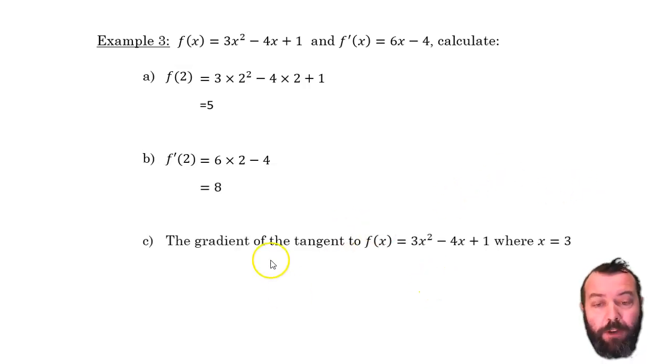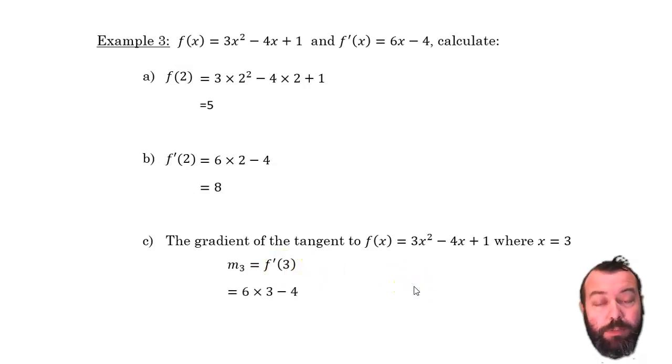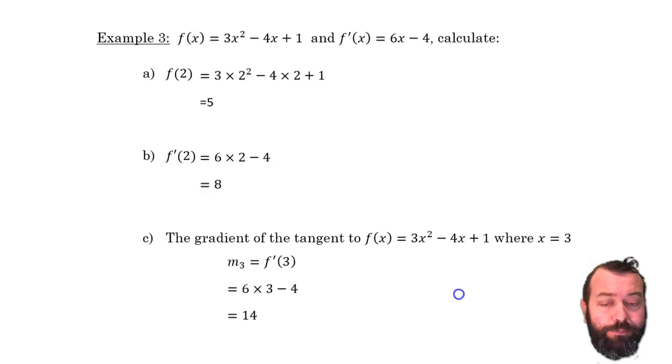So, if I'm asked to find the gradient of the tangent to this function at the point where x equals 3, what I need to do is substitute 3 not into this function, but into the derivative of that function. So the gradient is going to be f prime of 3, 6 times 3 minus 4. So a tangent to this parabola at the point x equals 3 is going to have a gradient of 14. That's what the derivative does for us. The derivative tells us the gradient at any particular point along the curve, or the gradient of a tangent.